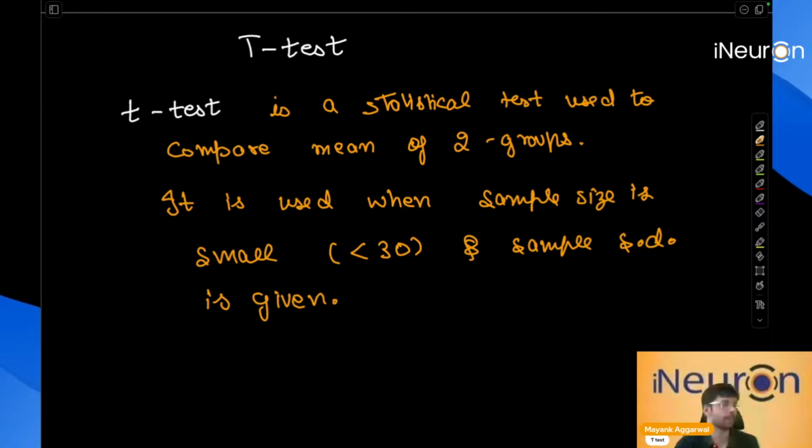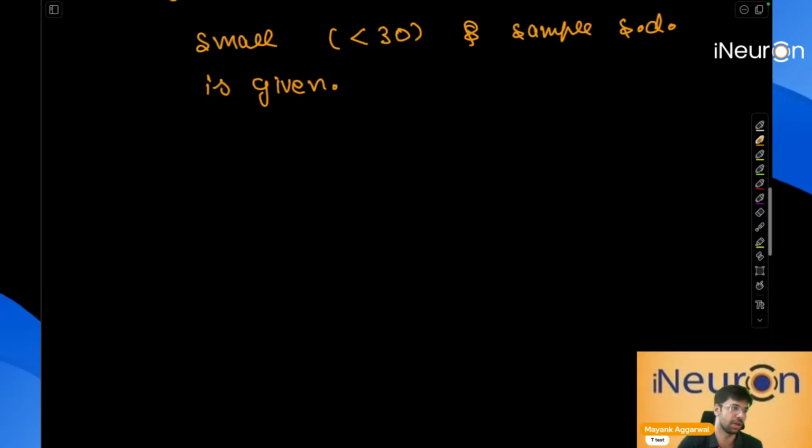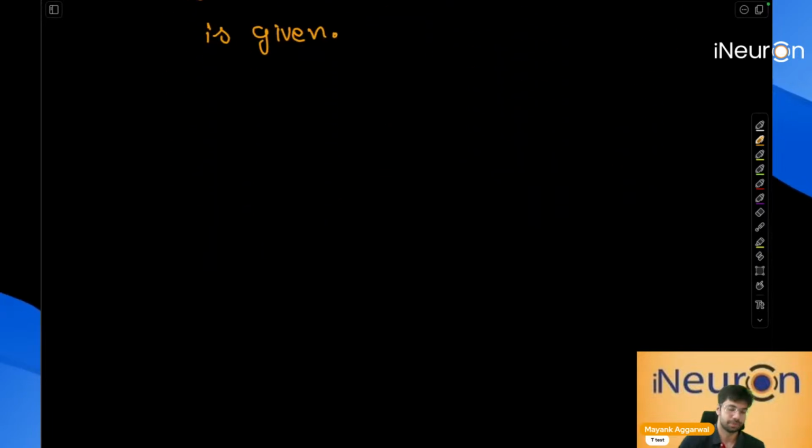Anyone has any doubt here? Anyone has any doubt in this thing? We have around 10 people. Let me know if anyone has any doubt. Of course things are going to be more clear once we do the questions.